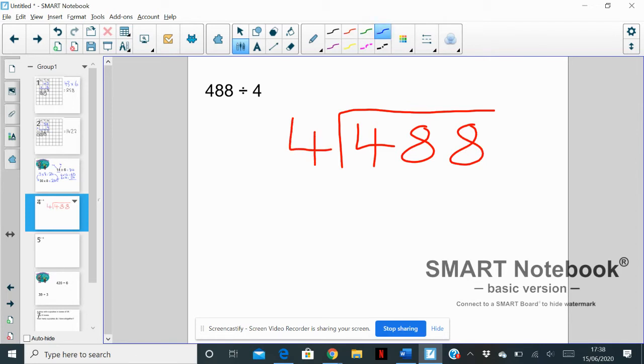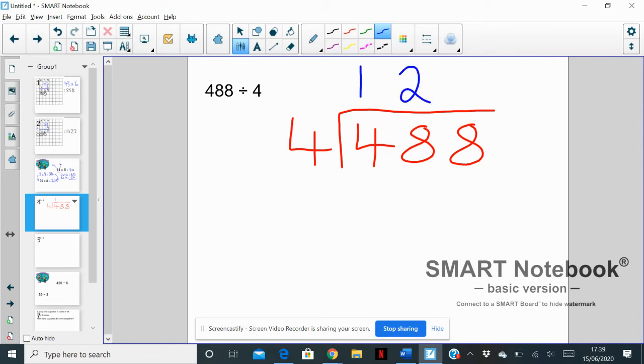So here, when we divide in short division, we have to start in the biggest column. So I've started in my hundreds column. So I've got 400 and I need to divide by 4. 4 divided by 4 is equal to 1. I'm going to record that above the hundreds column. Now I can move on to my tens column. 8 tens divided by 4. 8 divided by 4 is 2.